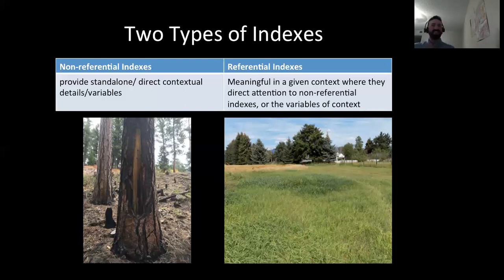However, referential indexes, this is the trickier one to pin down. And these are those that you need an assemblage of things. These elements are not meaningful in and of themselves, but when seen together, they together offer up these variables, together offer up their context that suggests that humans are involved.